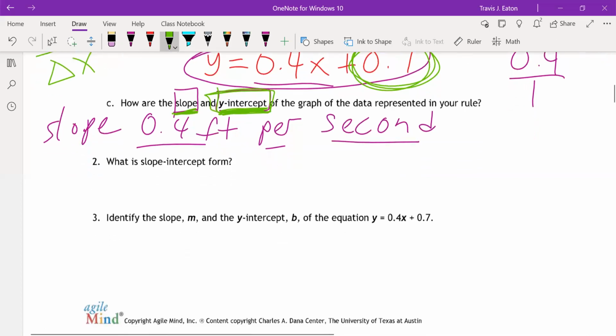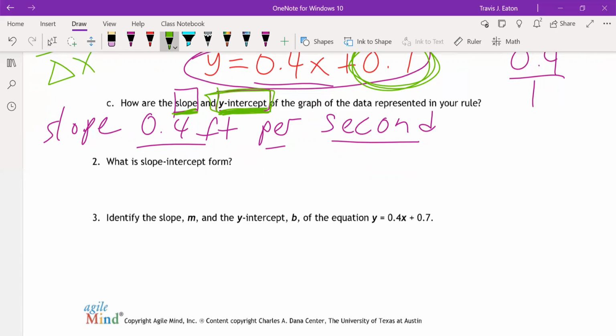All right. So the question then becomes, what is slope intercept form? Are any of you familiar with what slope intercept form is?